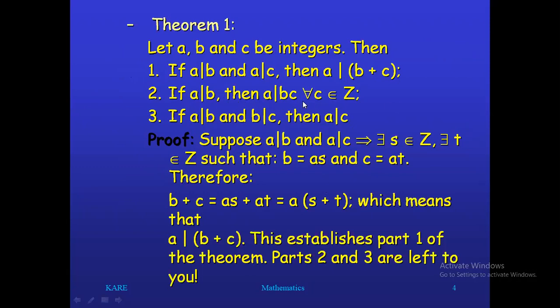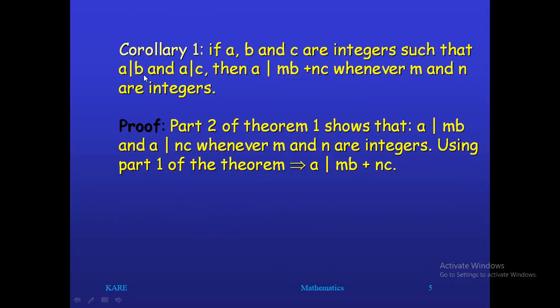So from this, what can I say? If A divides B, I can say that A divides MB, where M is an integer. At the same time, if A divides C, then A divides NC, where N is an integer. So if A divides B, A divides MB, following the second part of the previous theorem, and A divides C means A divides NC, where N is an integer. If A divides MB and A divides NC, then their addition follows from the first one.